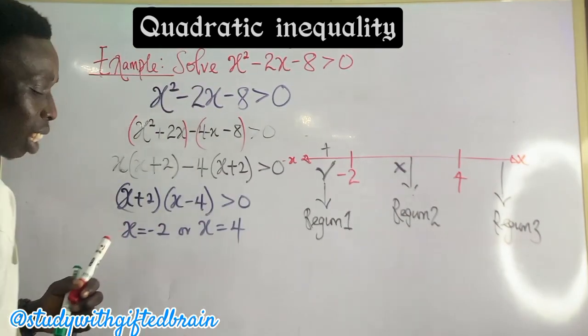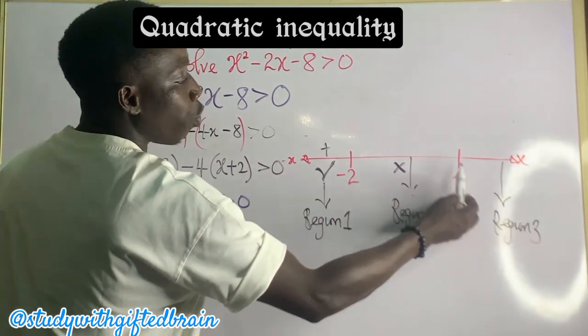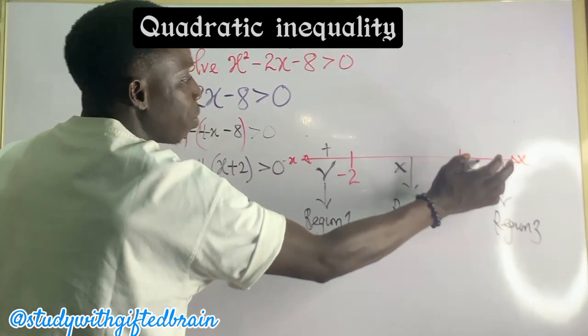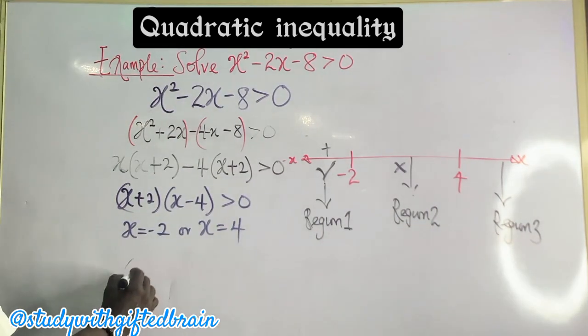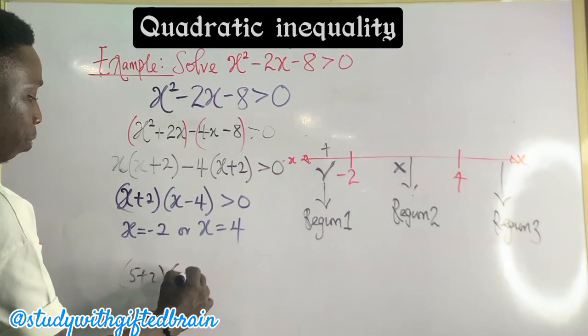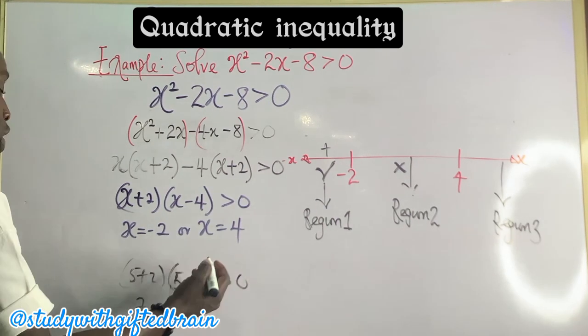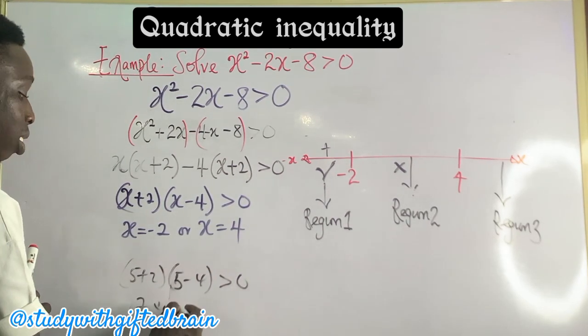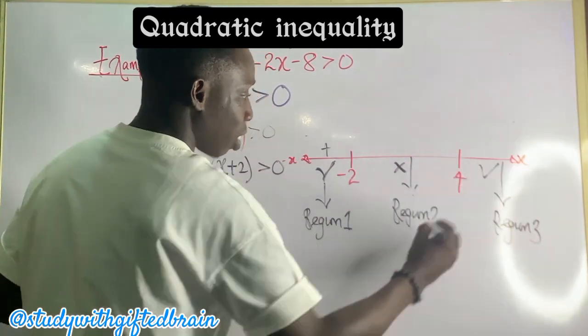Now let's test the last region, which is any number greater than 4. Let's use 5 here. So we have 5 plus 2 into bracket 5 minus 4, greater than 0. 7 times 1 is 7, and positive 7 is greater than 0. So that means this region also satisfies this inequality.